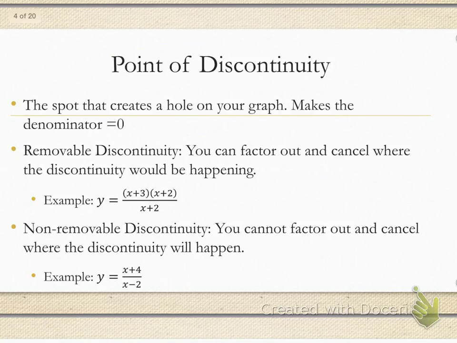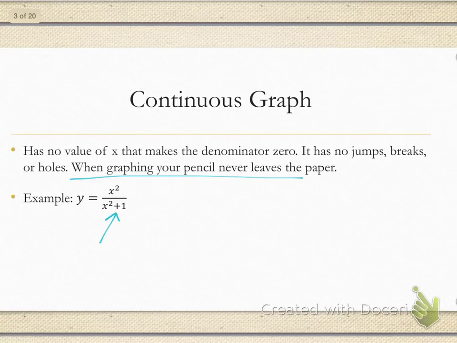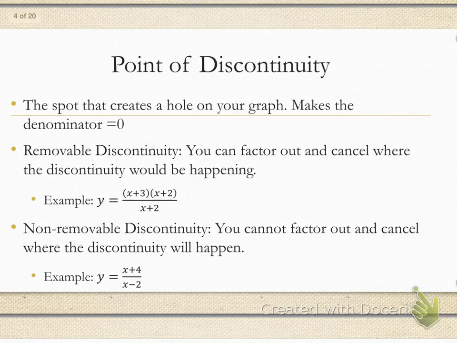Okay, point of discontinuity: the spot that creates a hole in your graph. So continuous means the graph should never have a hole. If it does have a hole, it's called a point of discontinuity, okay? It discontinues. It stops continuing, okay? So a lot of these times it's going to be when your denominator equals 0.